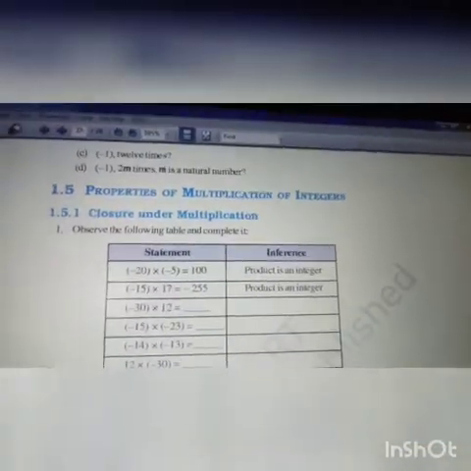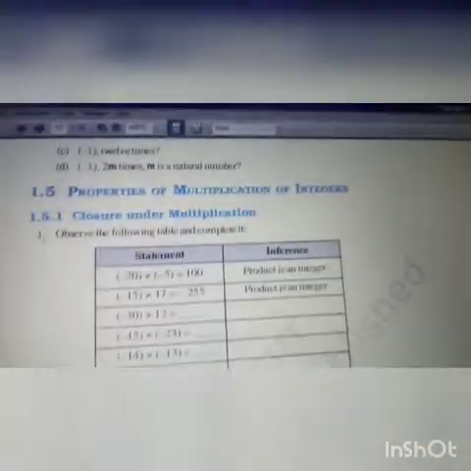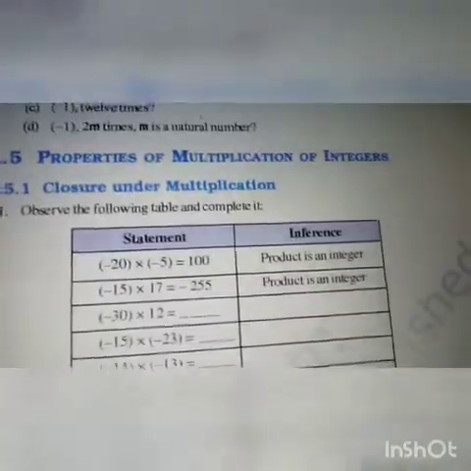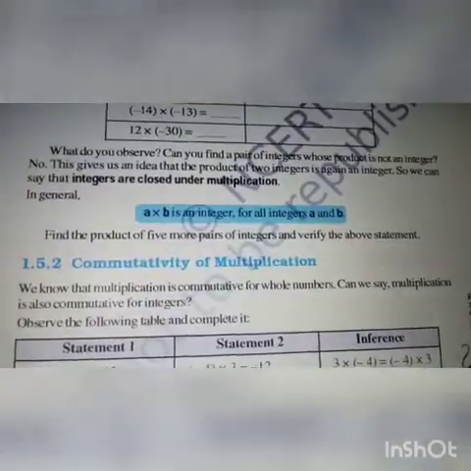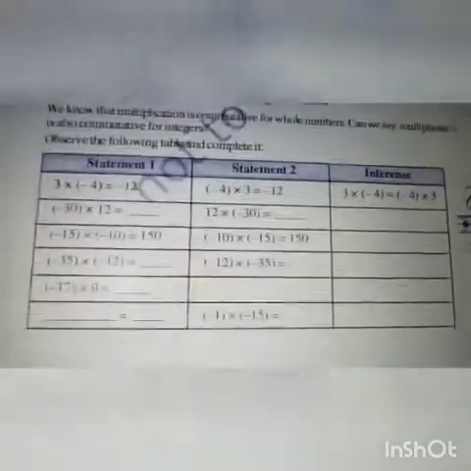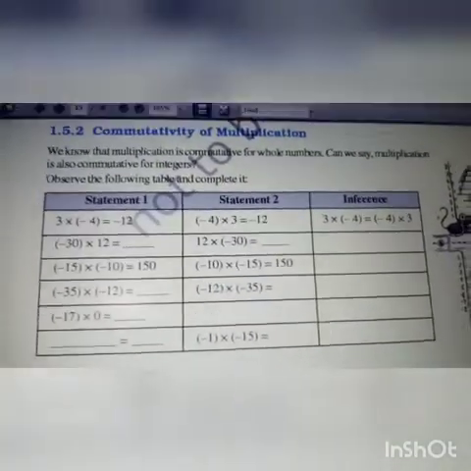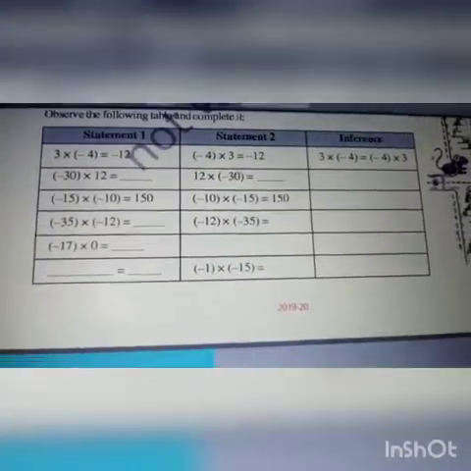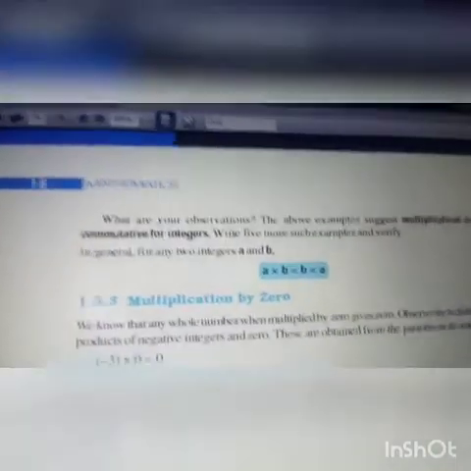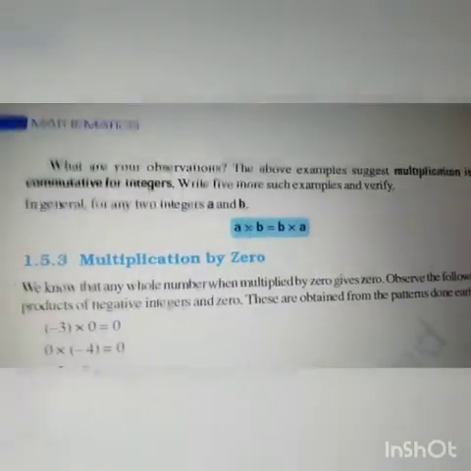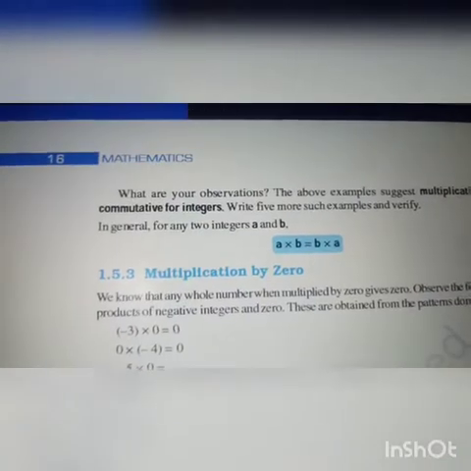Next is your properties. The main property comes here. What is the property? Closure under multiplication: a into b is an integer. Commutative property: a into b equal to b into a. Then next, associative. Next is multiplication by 0. If you multiply any integer with 0, you will get the answer 0.